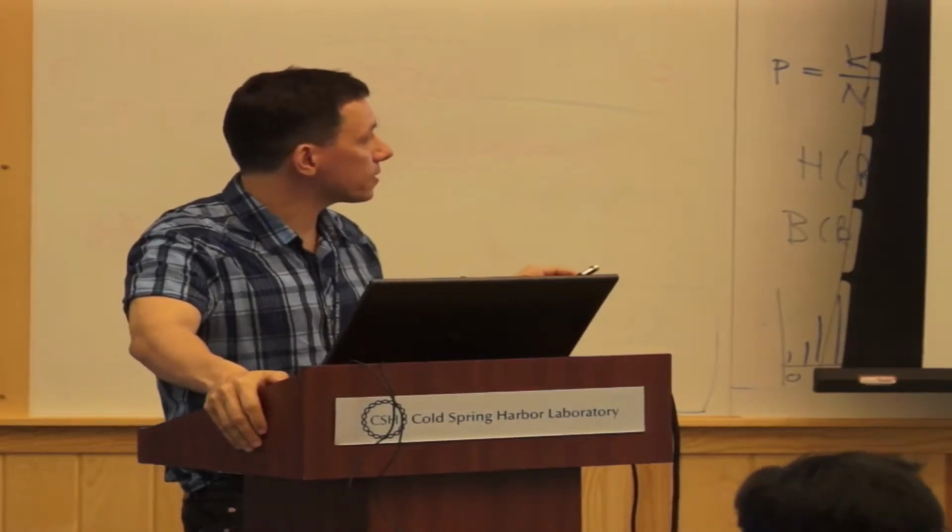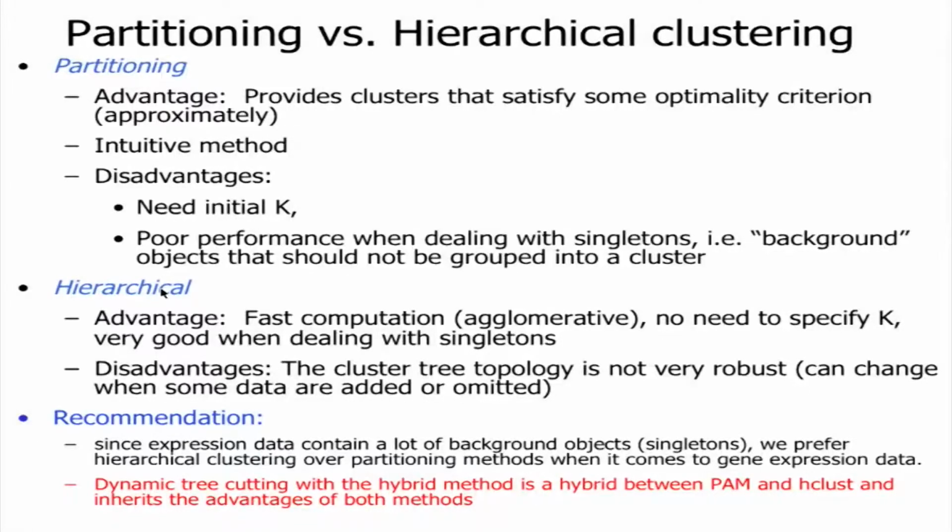Let's look at hierarchical clustering. Great advantages include fast computation, no need to specify the K, and it works very well with singletons. Why? We just leave them out there. The singletons are not part of any branch. But what are the disadvantages? The cluster tree topology, meaning the tree, is not really robust. So it could be that slight changes in the data lead to different branches. And so people really criticized hierarchical clustering over that aspect.